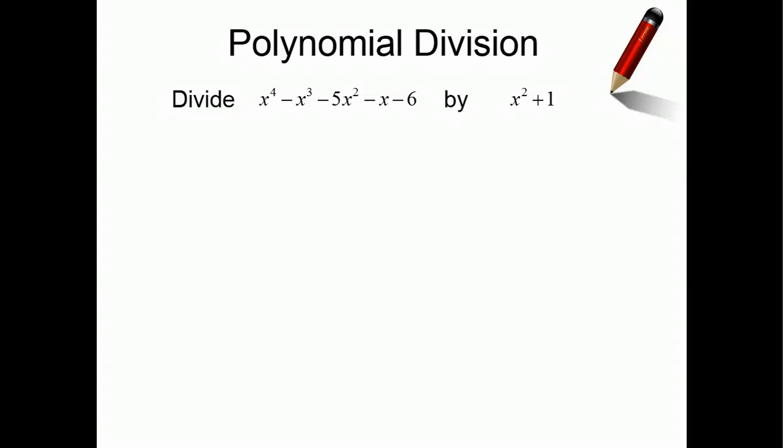Alright, let's try another one. So I'm going to divide x to the fourth minus x cubed minus 5x squared minus x minus 6 by x squared plus 1. So let's put my house here. x to the fourth minus x cubed minus 5x squared minus x minus 6. Now, notice something, guys. I'm missing something. I am missing my x term.